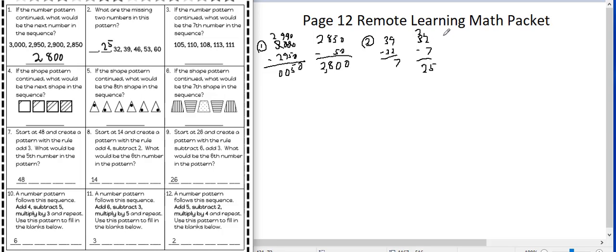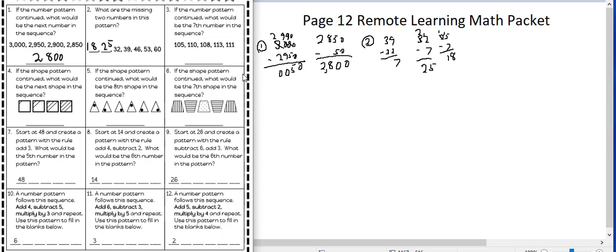And then I do 25 minus 7. Again, I have to borrow. 2 becomes a 1. 5 becomes a 15. 15 minus 7 is 8. 1 minus nothing, 1. And that would be an 18.